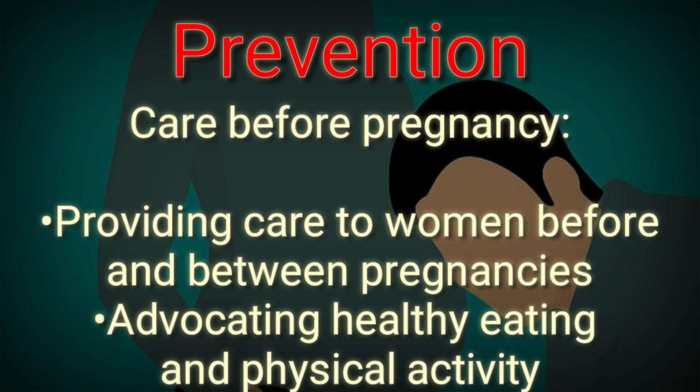How can we prevent IUGR? Although IUGR can occur even when a mother is perfectly healthy, still there are some measures to reduce the risk of IUGR and increase the chances of a healthy pregnancy and baby. Care before pregnancy includes providing care to a woman before and between pregnancies, that is interconception care, which improves the chances of mothers and babies being healthy. Advocating healthy eating and physical activity to women in their daily routine improves weight and cardiovascular status before pregnancy.